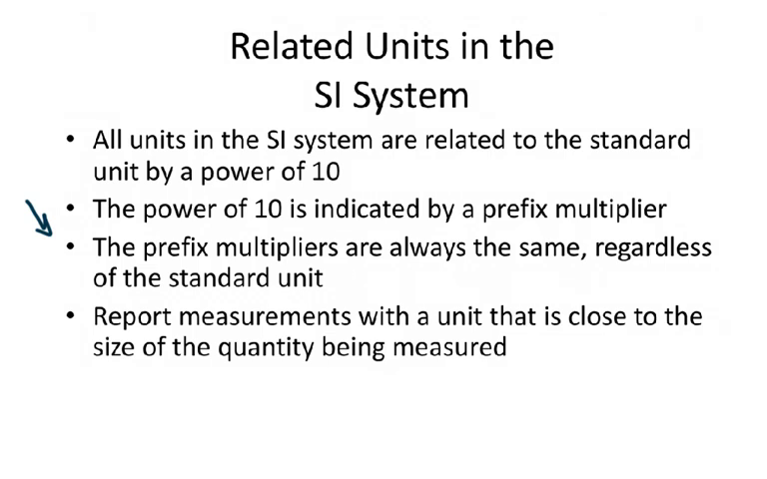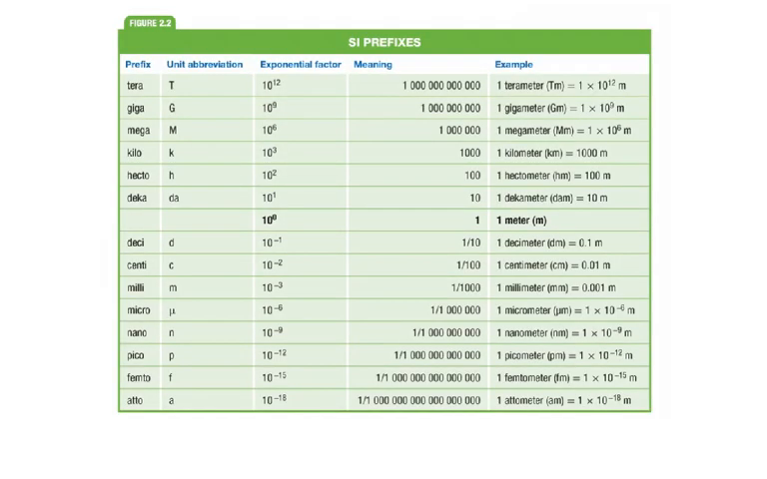Let's take a look at these prefixes. If you look at this table, here, the largest prefix is tera, which is 10 to the 12, and the smallest is atto, which is 10 to the negative 18. Now, usually we don't have to learn those. Those are not used as often in chemistry. So what we're going to do is we're going to condense, and we want to learn from giga all the way to pico. These are the ones that we're going to be working with most often.